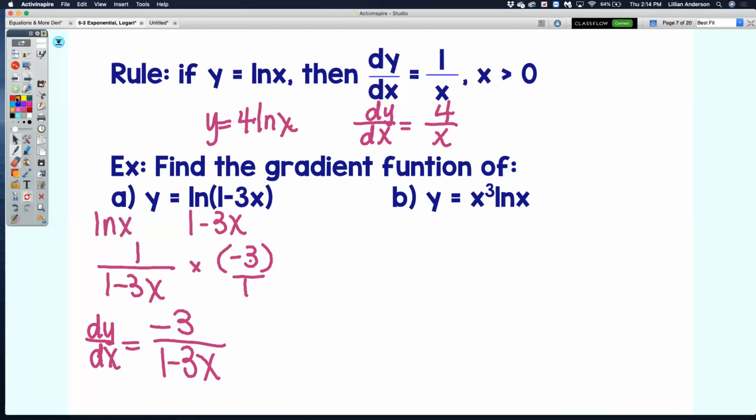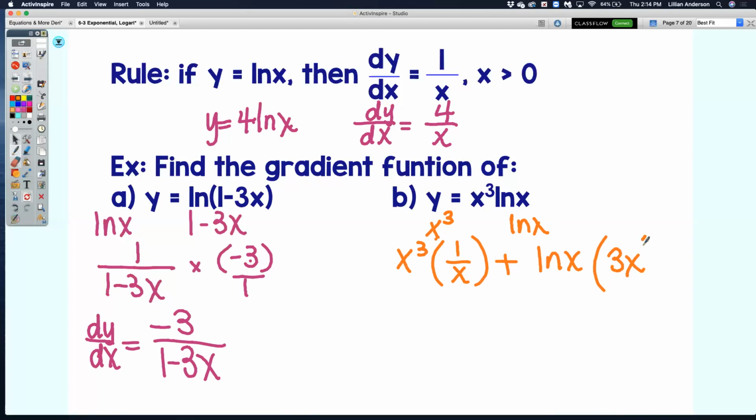What about B? Product rule. My first function is x to the third. My second function is the ln of x. So I do the first times the derivative of the second. What's the derivative of ln of x? 1 over x. Plus the second, ln of x, times the derivative of the first, 3x squared.